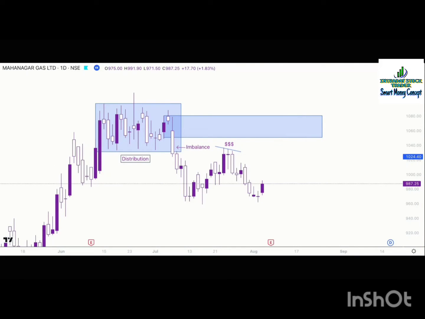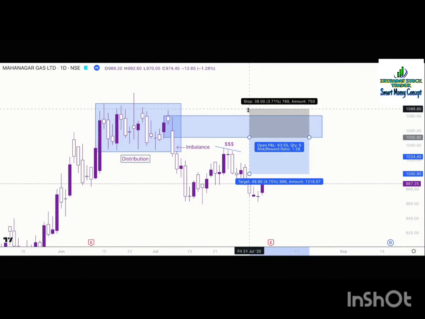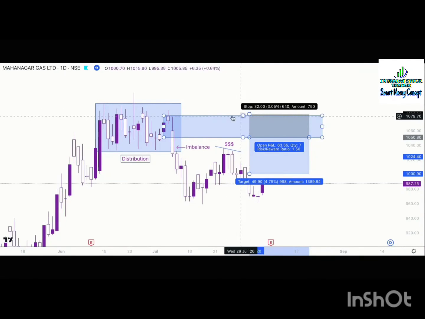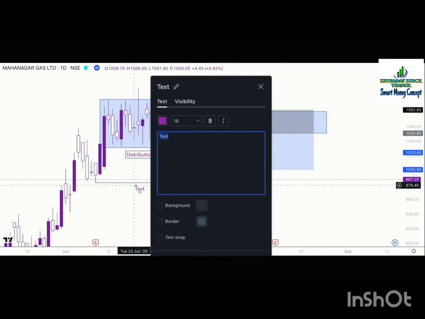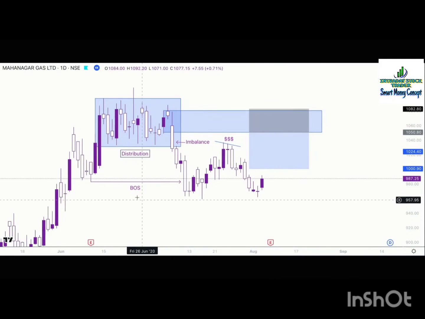So as an SMC trader, you place your trades here. You could see there is an order block here. This is my point of interest. So place your stop losses just above this order block. You see that it breaks this with a break of structure.